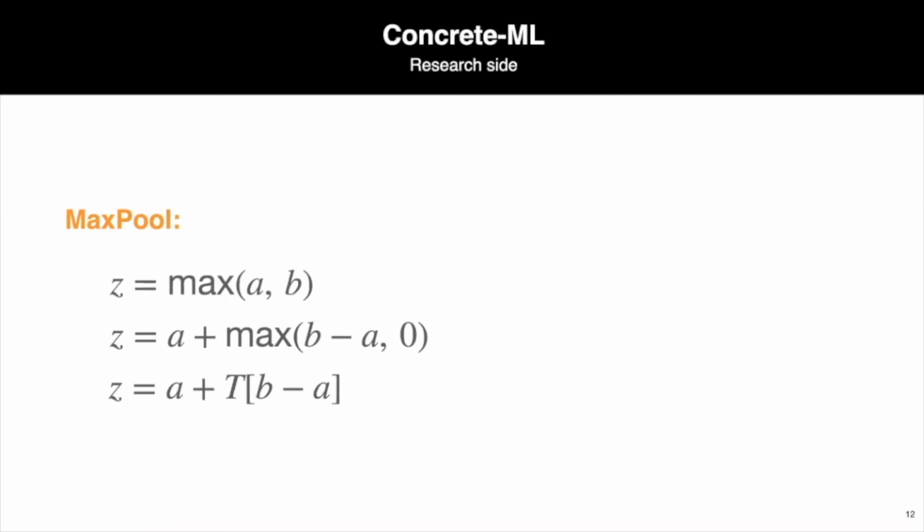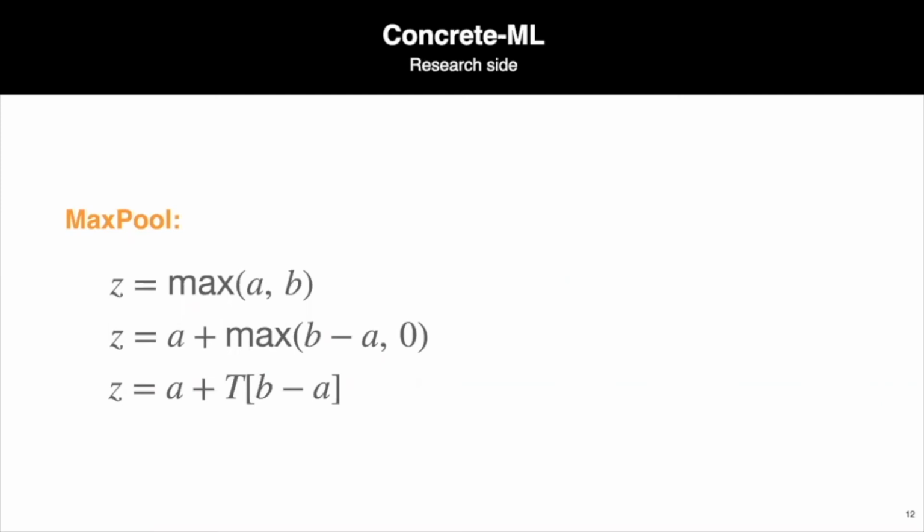If A is larger, then B minus A will be negative. So the max of B minus A and 0 will be 0. So Z will be A. And if B is larger, B minus A is positive. So the max of B minus A and 0 will be B minus A. And so Z will be A plus B minus A, which is B.